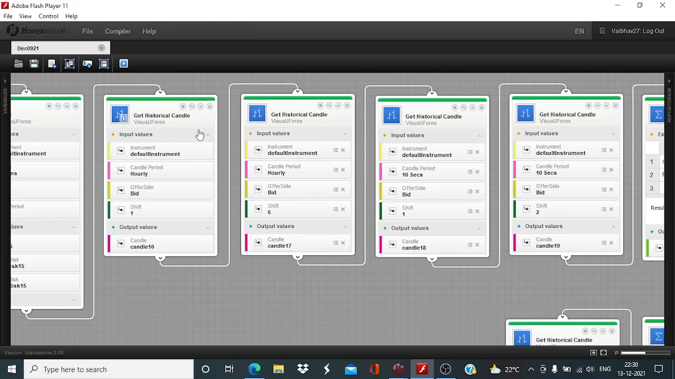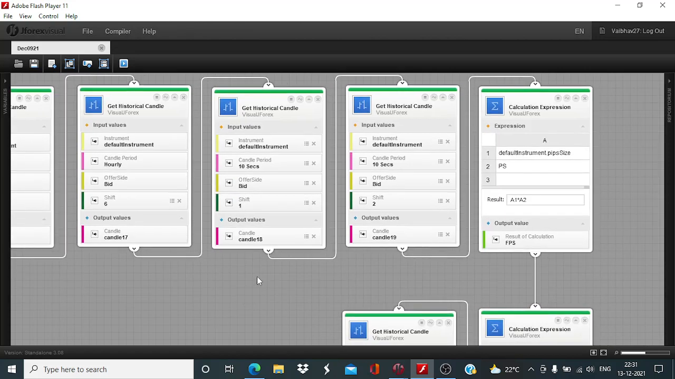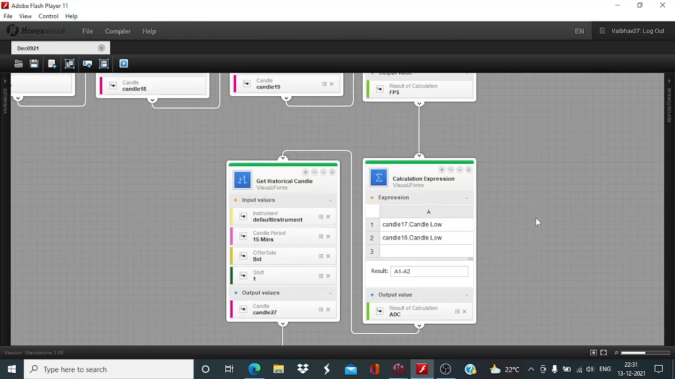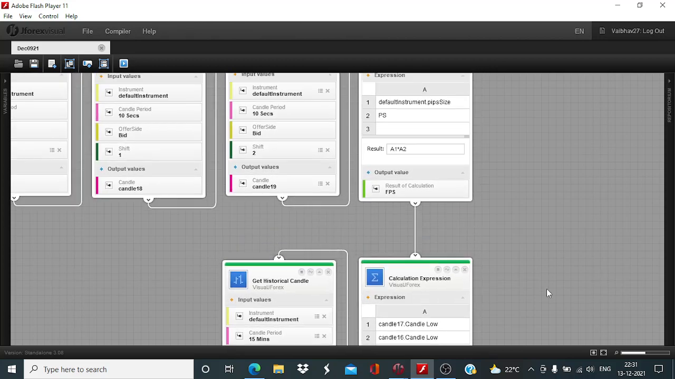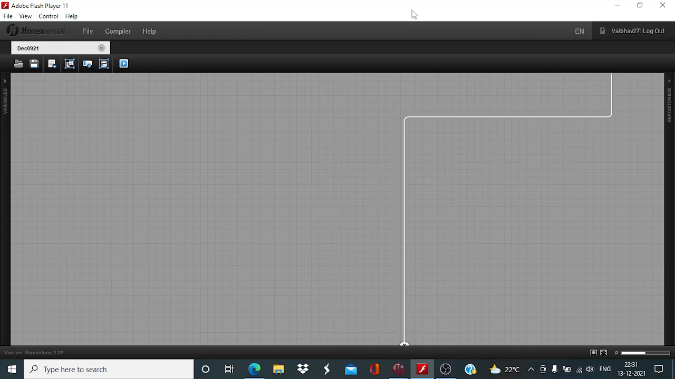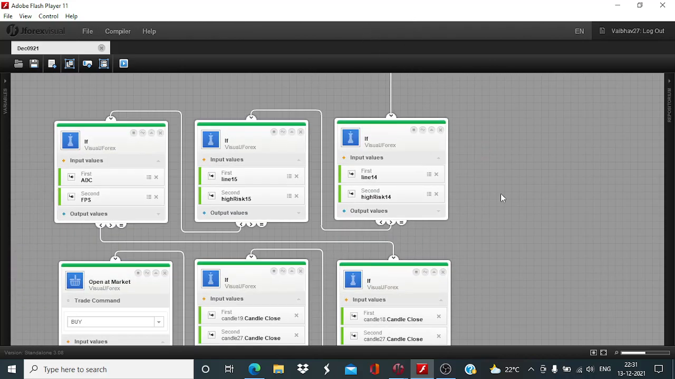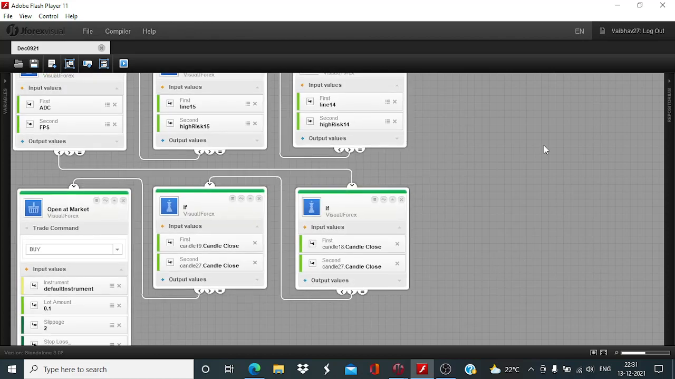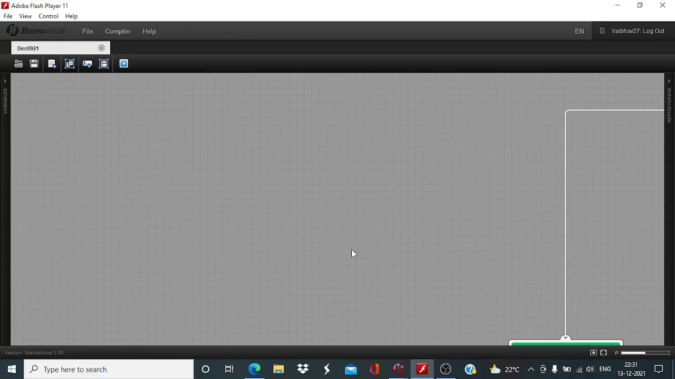To look at the price volatility, we are also taking the help of get historical candle of the hourly candle period. And to pinpoint the exact entry point, these two 10-second blocks are also being used. To define certain values and conditions, we have also taken these calculation expressions into consideration. And on the lower side, there is the buy side, which has been completed. Now we start the work for the sell side.